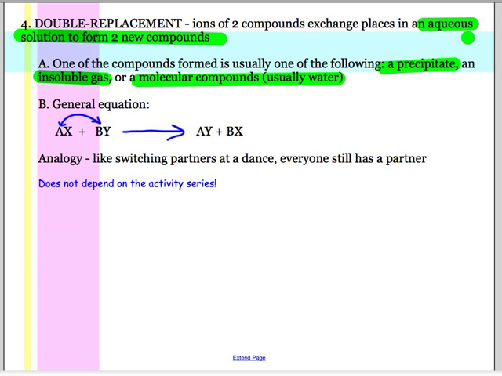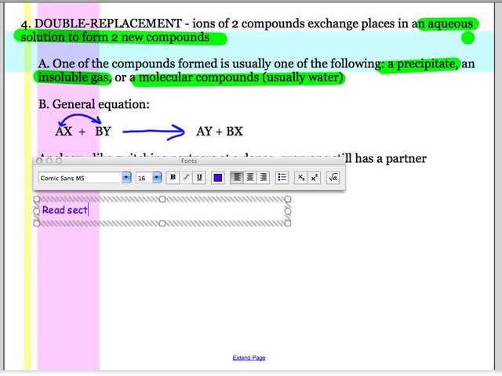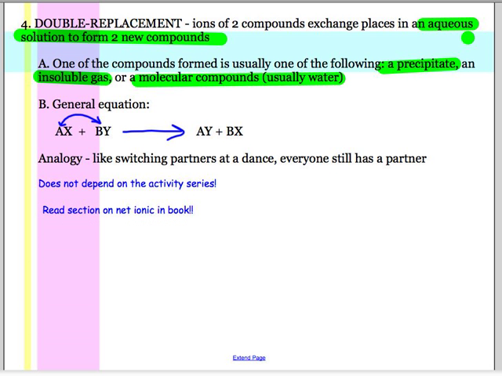There is a section on this in your book that you need to read. It's about net ionics. So you can write that down. Read section on net ionic in book. It's a brief introduction, and we're not going to spend that much time on it, but it is something you should know how to do and understand. Basically, a net ionic is you're getting down to only the really important chemicals.